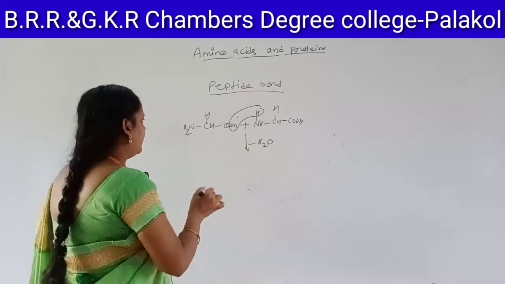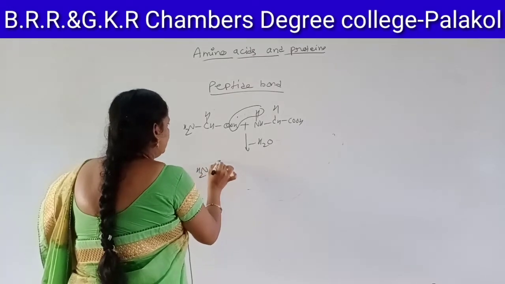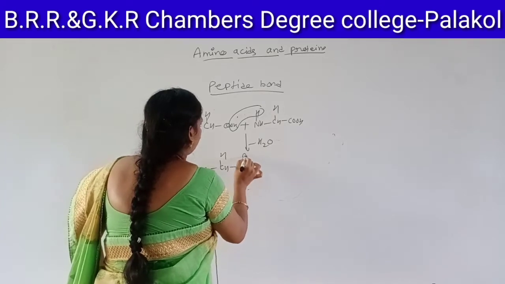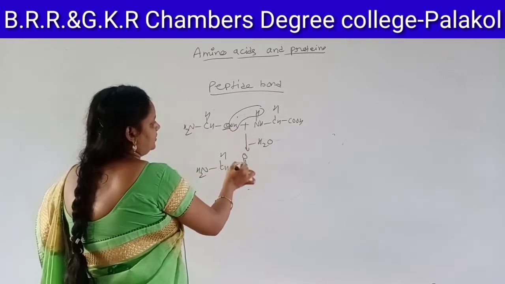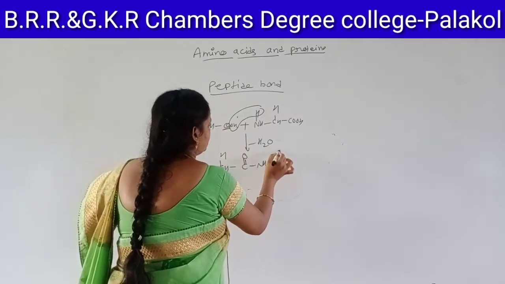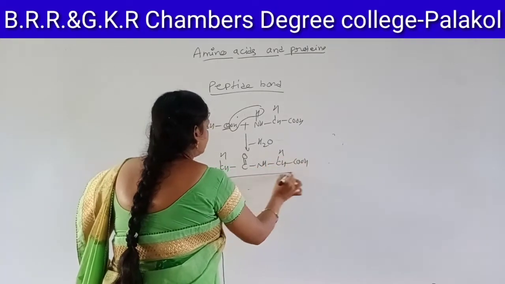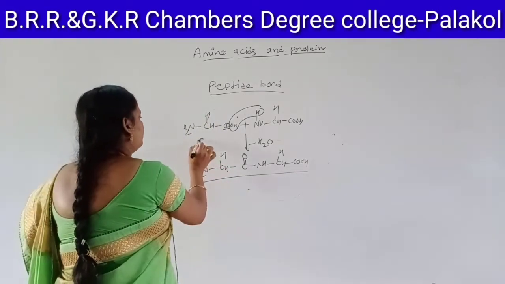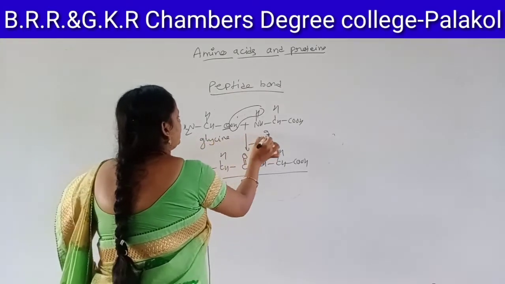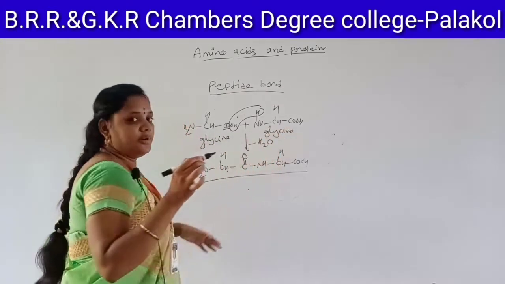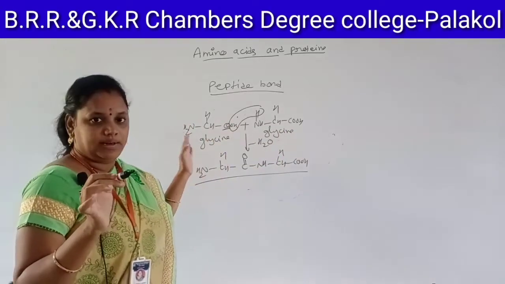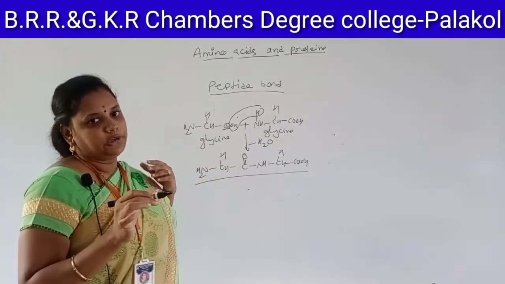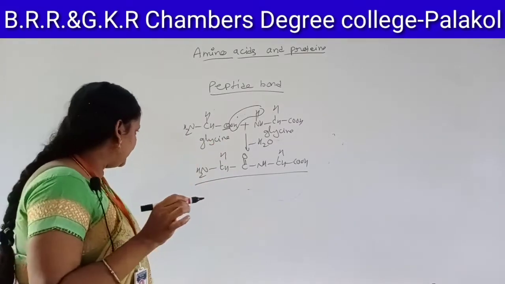So you will get the product NH2 CH2 C double bond O NH CH2 COOH. This is the dipeptide which is formed by adding 2 molecules of glycine by eliminating a water molecule. Okay, students, now let us do the next.